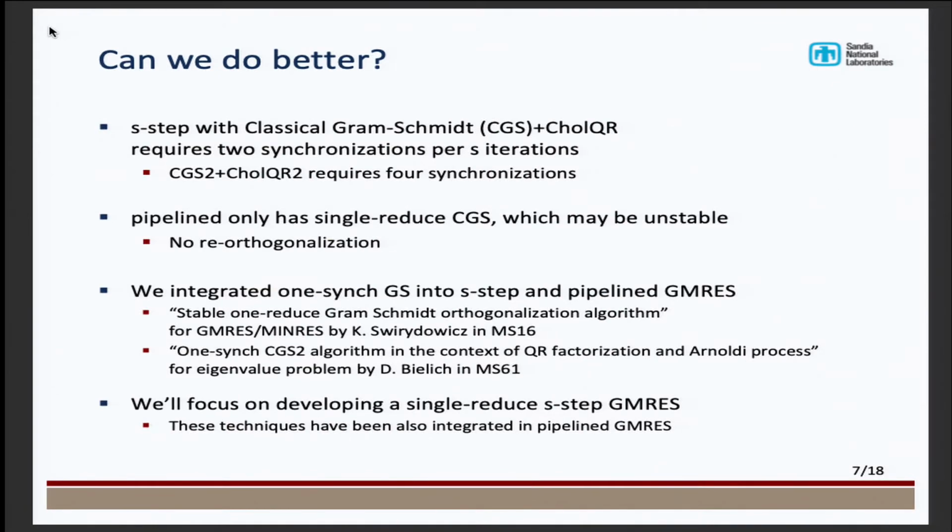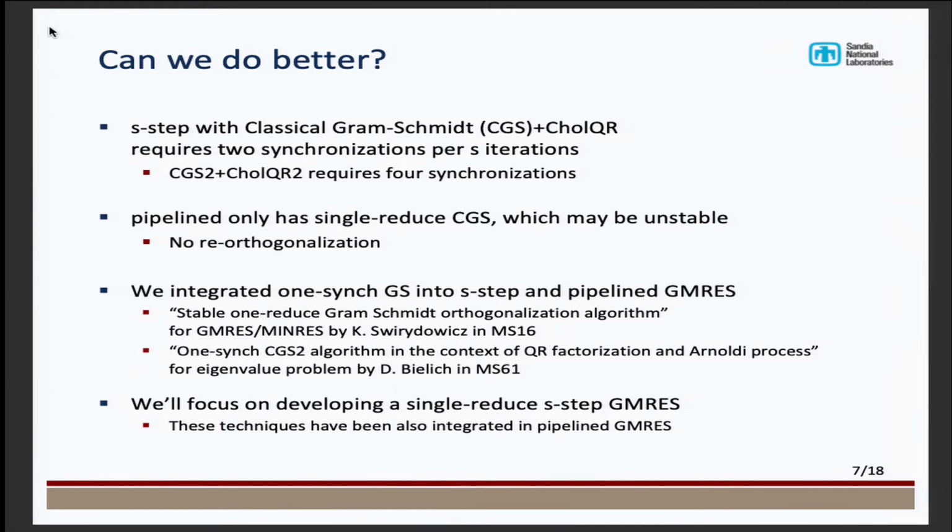Right? So we've been looking at if we can further improve the performance of these solvers. For example, in S-step, we still have at least 2 global all-reduces for orthogonalizing this set of S vectors. And if we need to re-orthogonalize, the number of all-reduces is going to basically double. Also, for the pipelined GMRES, we currently only have this single-reduce classical Gram-Schmidt, which may lead to some unstable behavior of the solvers due to the loss of orthogonality.